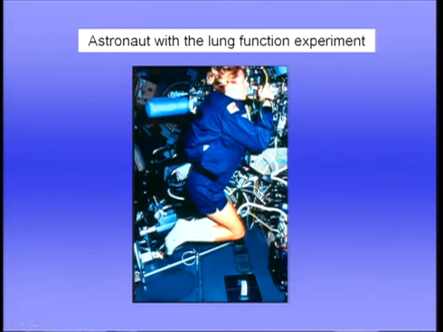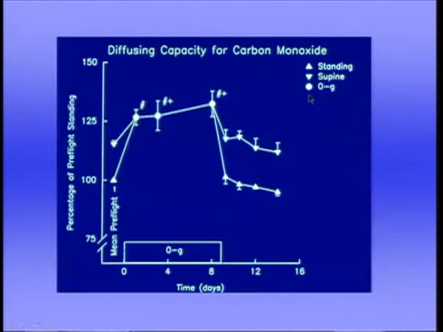different lung volumes, breathing different gases and so on, and got a great deal of information about the way the lung works. Here's an example of one of the tests we did. We measured the diffusing capacity for carbon monoxide. Remember, we talked about that during the session on diffusion. And let's see, this axis shows the values as compared with pre-flight in the standing position. Pre-flight standing here, pre-flight supine here. This is before the flight, okay?